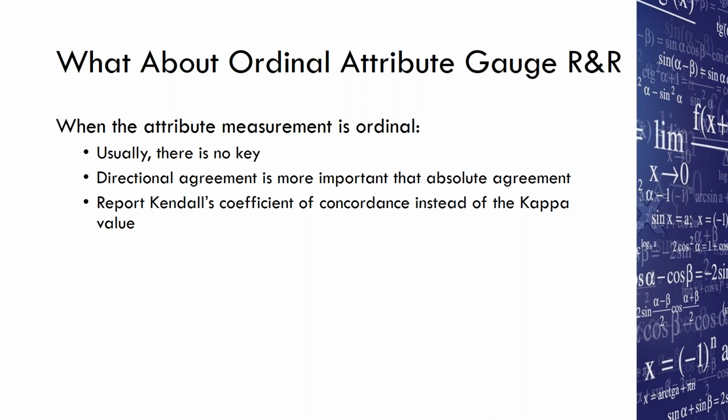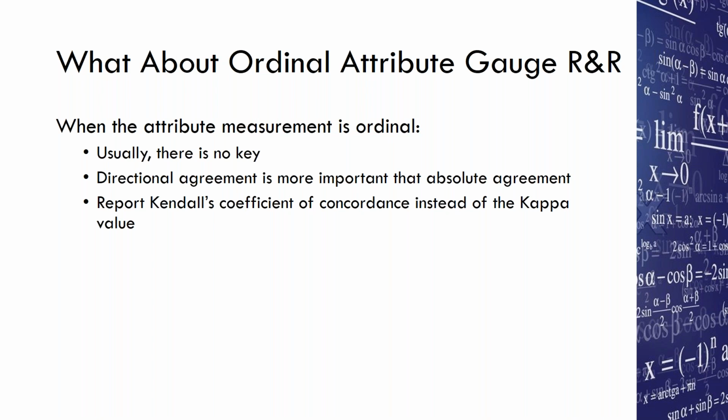The quality that comes out of the kitchen is only so-so. So for the first restaurant, if I have my assessors and they all rate it, let's say an 8 or a 9 or a 10, that's good. They don't exactly agree on what the rating is, but they're directionally all the same on my scale. And if I take a look at the poor restaurant, if everybody rates it a 2, a 3, or a 4, that's okay, because although they don't exactly agree, they agree directionally on my scale. So that's what I mean by directional agreement being more important than absolute agreement when I have an ordinal type of measurement.